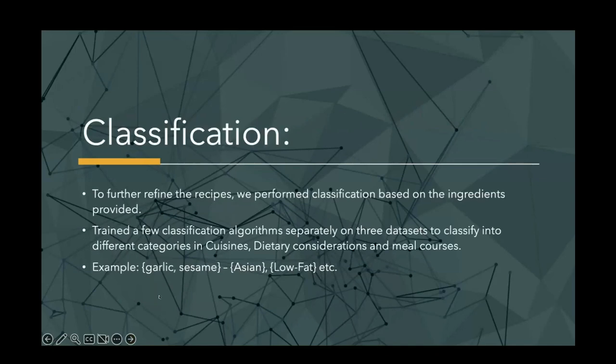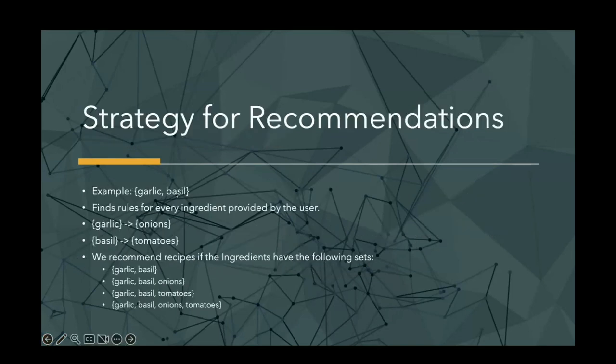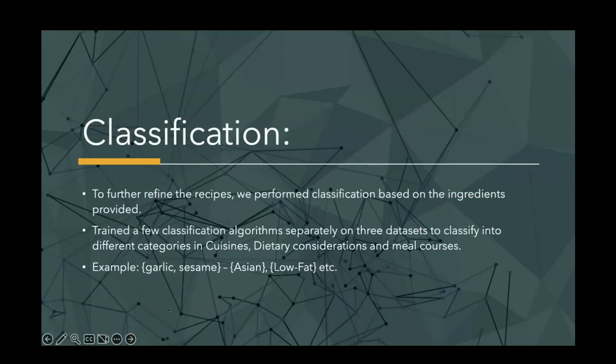Since there are like 10,000 recipes, even after the association rule mining, for example, for the previous set, like garlic and basil, from 10,000 we can recommend 500 of those, but the user can't see each and every recipe and decide. So to further refine those, we use classification techniques.